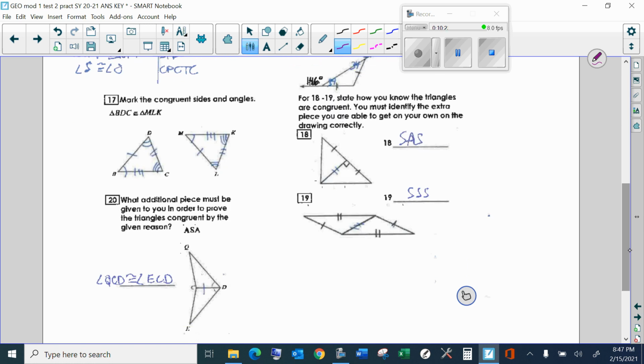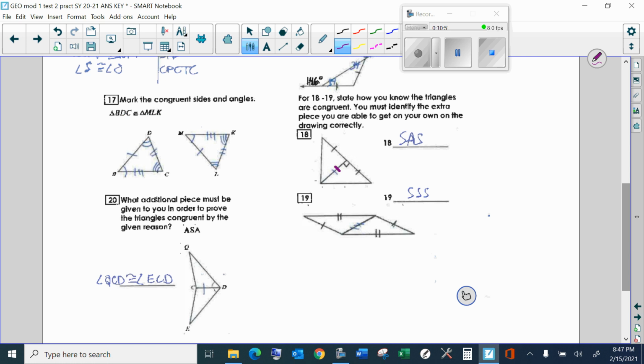All right, mark the congruent sides and angles. So in a triangle, we got 3 sides and 3 angles. I better have 6 total pieces marked in each triangle: 3 sides congruent to 3 other sides, and 3 angles congruent to 3 other angles, and there you have them. You go B to M, D to L, C to K. That's the corresponding order right there. And then you can do the same thing with the segments, just like that. Should be easy.